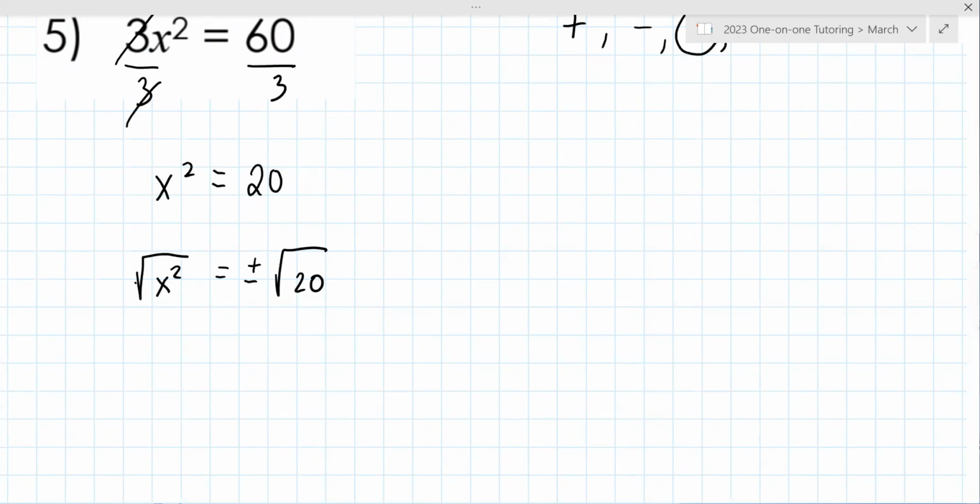Now, is there a number that when multiplied by itself gets you to 20? I was gonna say 5, but no, that's 4. 4 times 4 is 16. 5 times 5 is 25. So unfortunately, there is no perfect square root of 20.